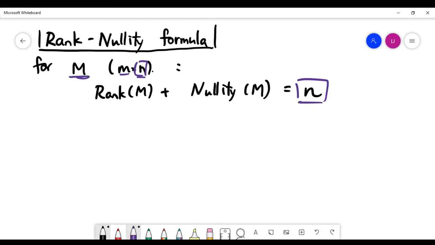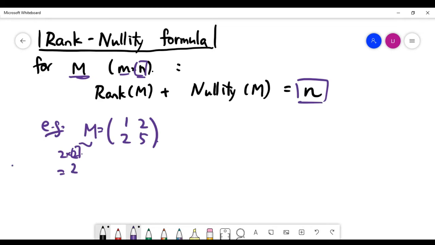And let's look at some examples now. Please look at the current matrix, which is 2 by 2. So we expect that because now n is 2, if you add the rank and nullity together, it must be the same as 2. Can you verify that this formula is correct?